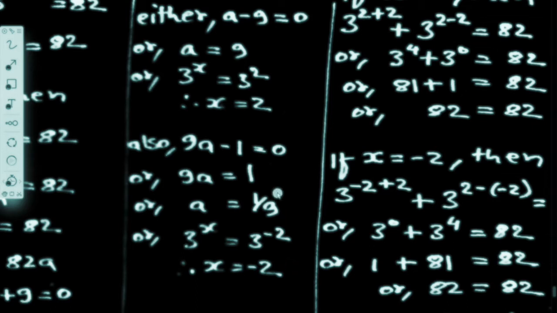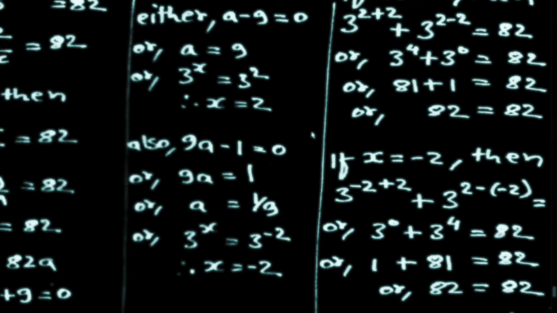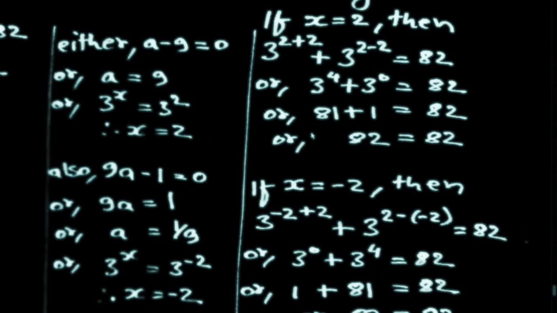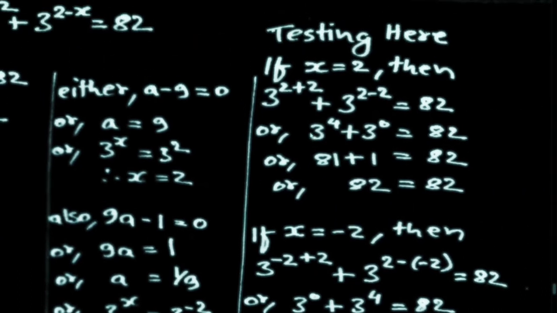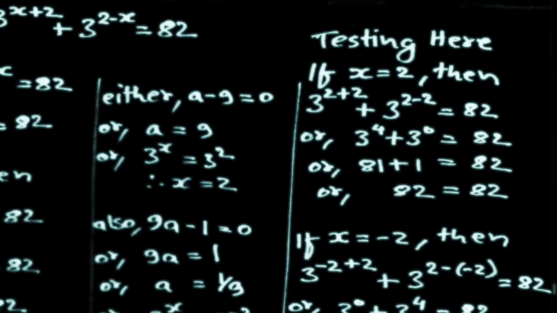In this way, we get two values of x: x equal 2 and x equal minus 2. Only getting the value is not sufficient. We should test and see that our answer is right, properly satisfying our equation.